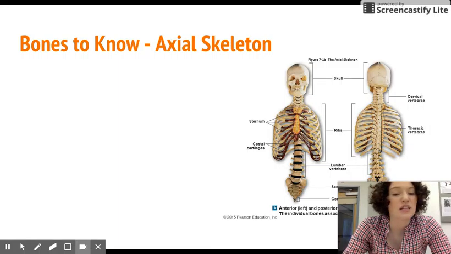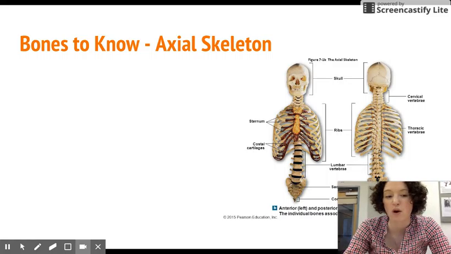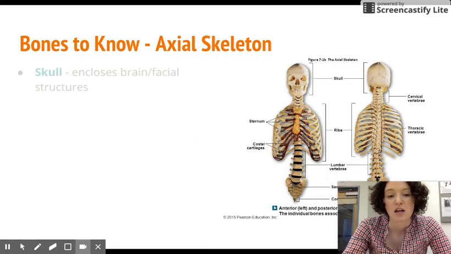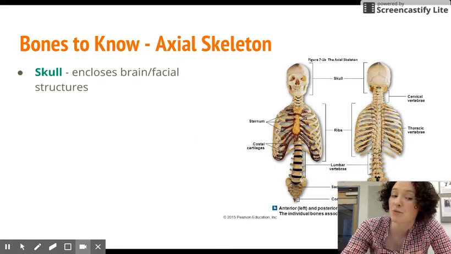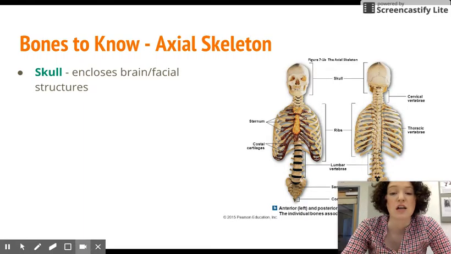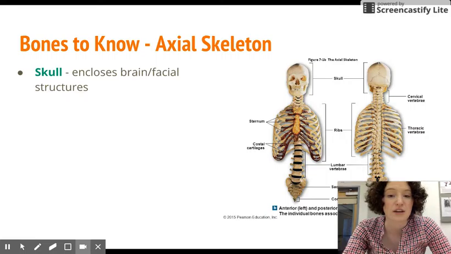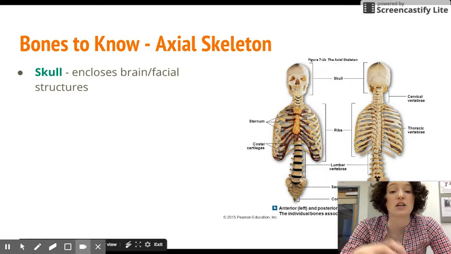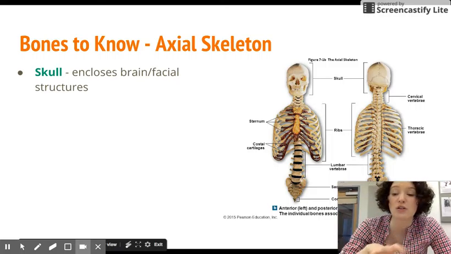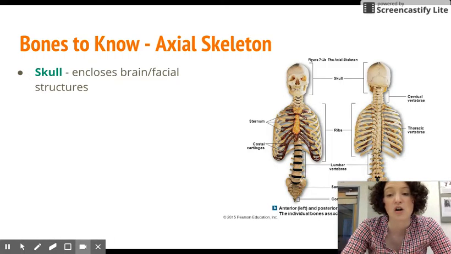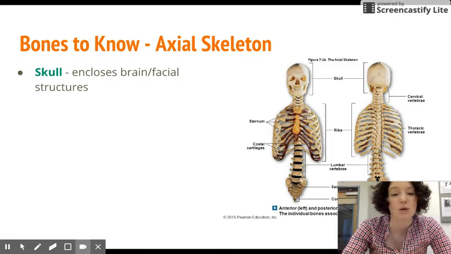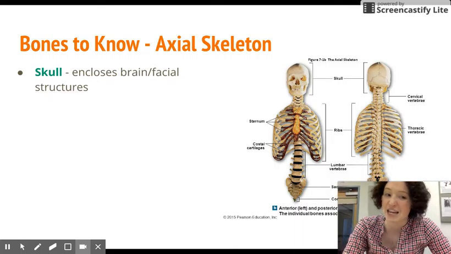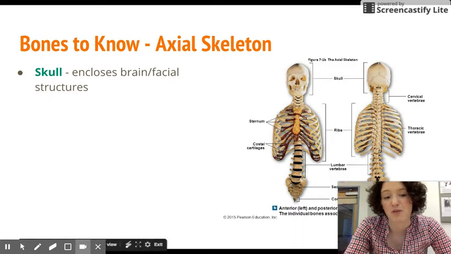We're going to continue the skeletal system notes here and talk about bones that you're going to be responsible for in this class. So you will be responsible for recognizing the skull. It encloses the brain and involves its facial structures. The skull can be separated into the cranium and facial bones. There's lots of different bones in the skull, but we will not be memorizing any of them except for one.